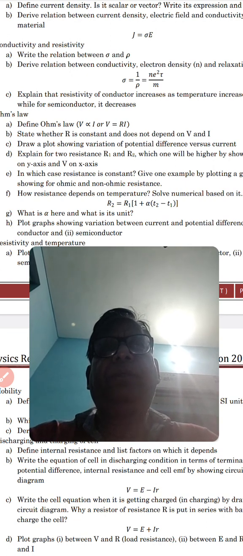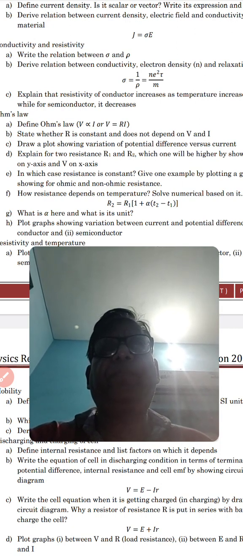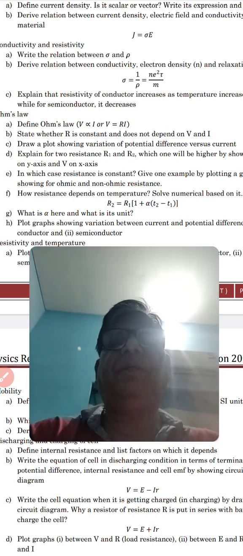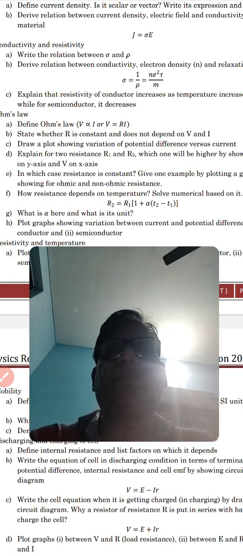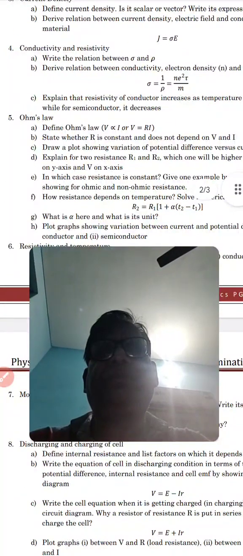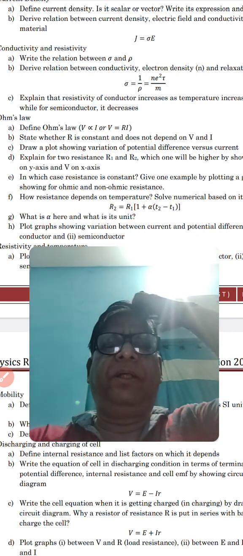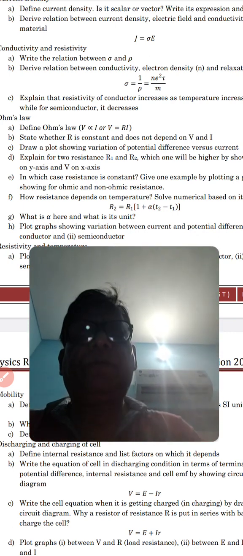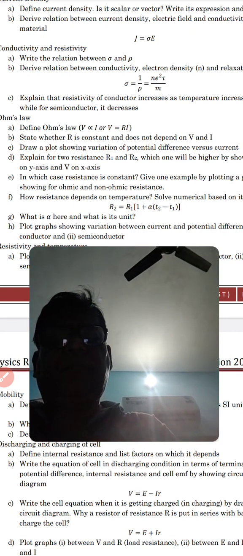If R depends on length of a conductor or wire, area of cross section, nature of material and temperature, and resistivity depends on nature of material, type of material and temperature. Draw a plot showing variation of potential difference versus current. For GAAS, you can show the variation like this.